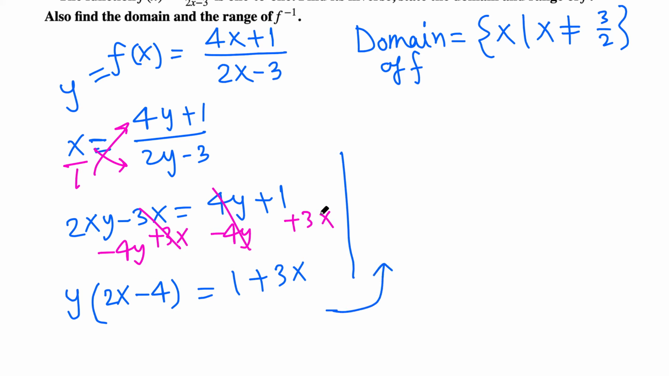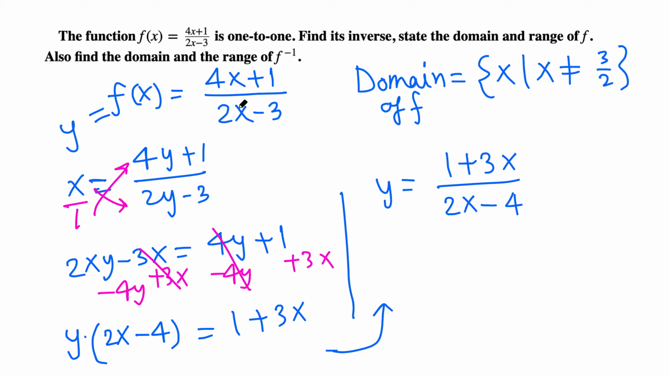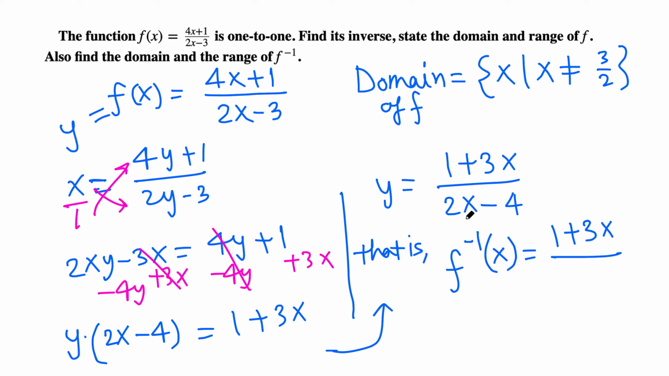Now we can isolate y. So y equals, it is a factor, so we divide by 2x minus 4. (1 + 3x)/(2x - 4). That is the inverse. In fact, there is only one inverse. So the inverse of this function, we denote by f to the negative 1. f inverse in terms of x is (1 + 3x)/(2x - 4).